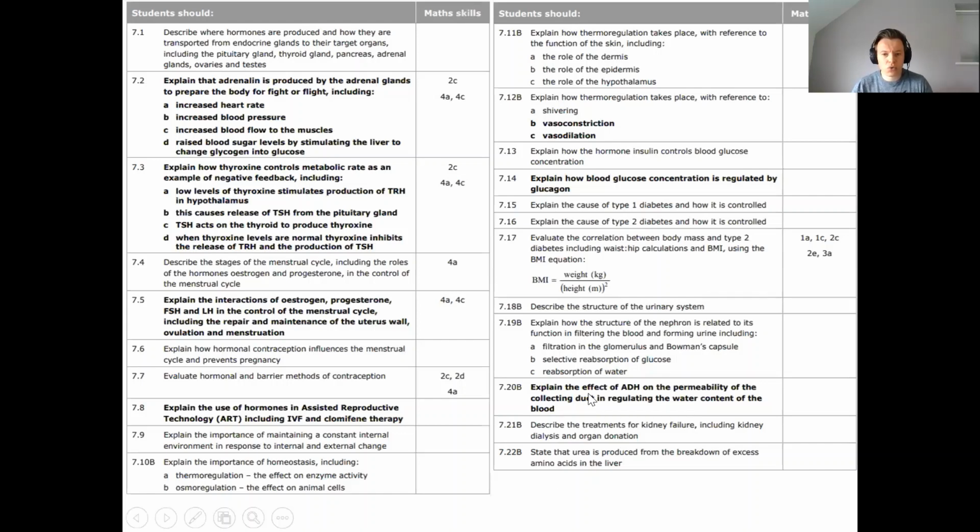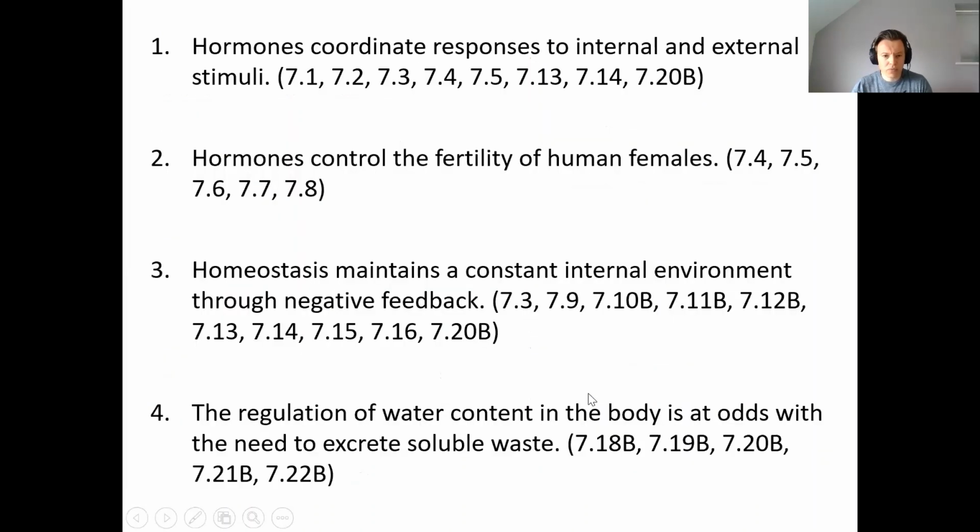Well, I'm not going to include all of them, but I'm going to include 4 of them that I started to pull out of this. So again, pausing the video to have a read of those.